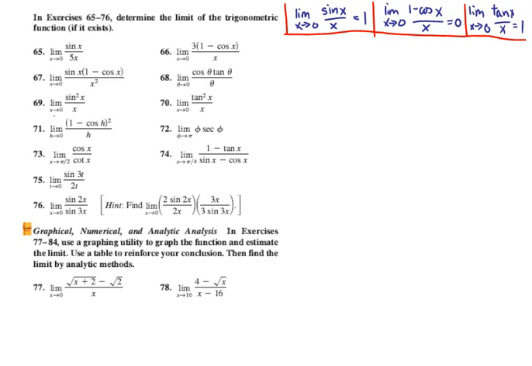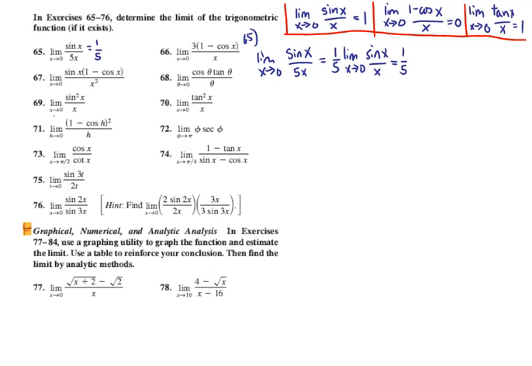Problem number 65. The limit as x approaches 0 of sine x over 5x. Well, all we need to do with this is to consider this as 1/5 times sine x over x, and the 1/5 as a constant comes out. So we said the limit of a constant times a function is equal to the constant times the limit of the function. In this case, the constant is 1/5, the function is sine x over x. The limit is as x approaches 0. Since that limit is 1, this will just be 1/5. We'll go on to 67.